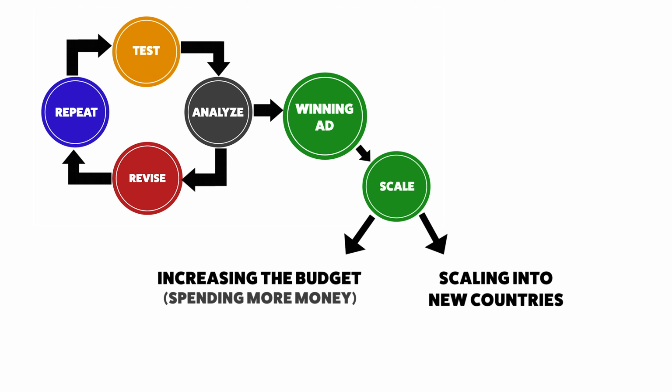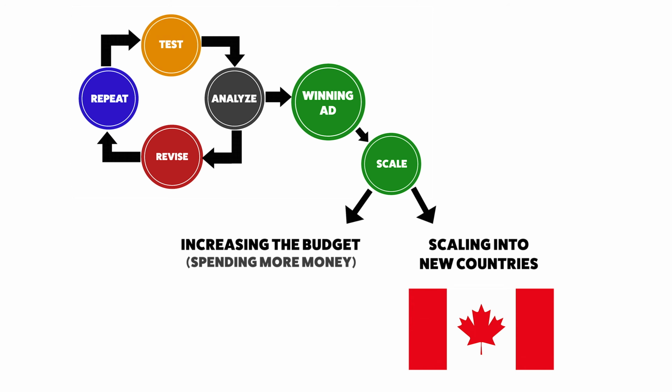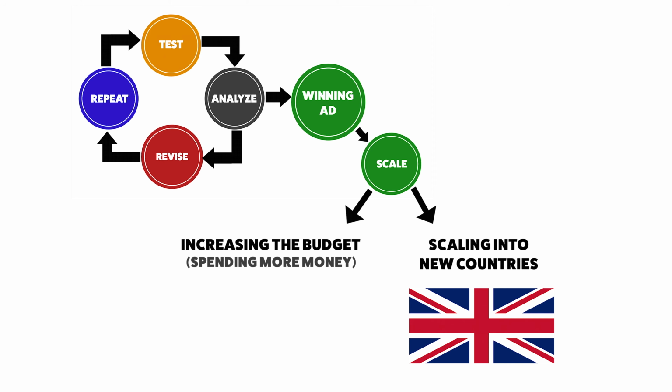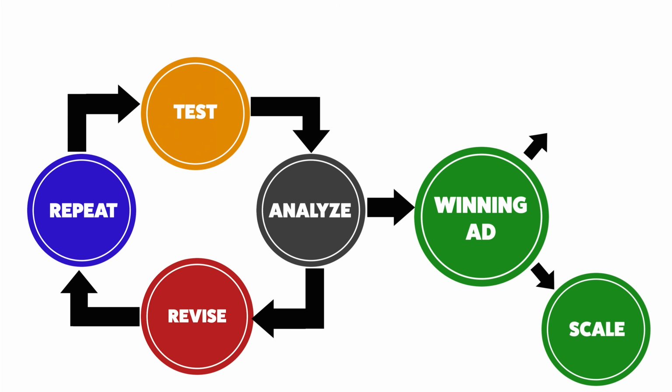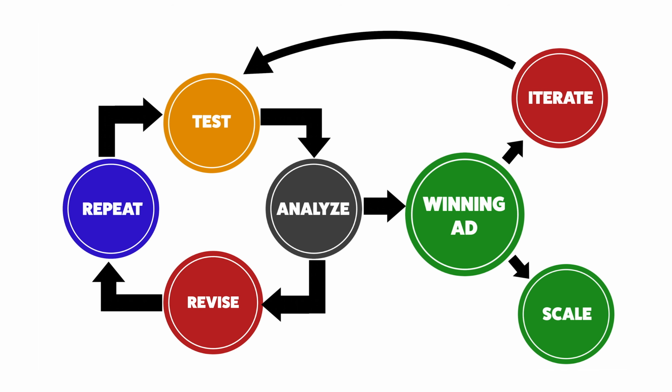Scaling takes on 2 forms, increasing the budget, and the second is scaling into new countries. I personally start all of our ads in the United States, and once proven successful, I'll scale into Canada, Australia, and about a dozen or so other European countries like the United Kingdom. The second route is the one that most people actually don't think to take, and that is to make an iteration of the winning ad. The fact that you found a winning ad means you're onto something, so don't just stop there, make an iteration. And once an iteration is created, we send it through the process again, and the ad cycle of life continues.